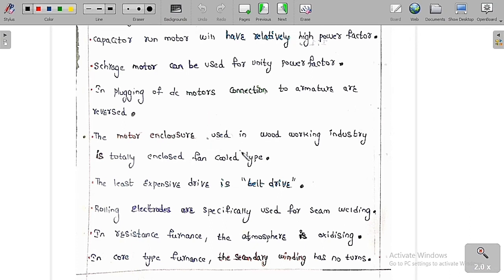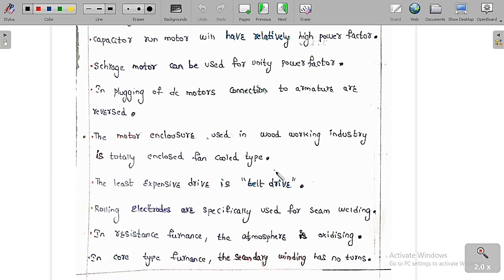The motor enclosure used in woodworking industry is a totally enclosed fan cool type. So basically enclosed fan cool type means here they will have a fan which is placed inside, totally on the machine. So it is used for cooling purpose. It means the fan is totally enclosed in the motor itself, so it can cool each and every part of that machine.